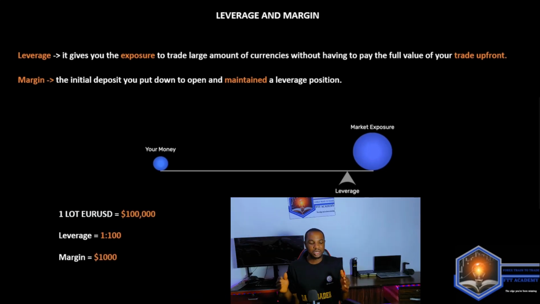Let's try to use an example here. Let's say you have a $100,000 account and you open a trade of 1 lot on Euro US dollar. With a leverage of 1:100, it simply means that what? The margin required for you to control this amount of money in the Forex market is $1,000, which means if you have a $1,000 account with a leverage of 1:1, the maximum lot size to control this amount is just 1 lot on Euro US dollar.